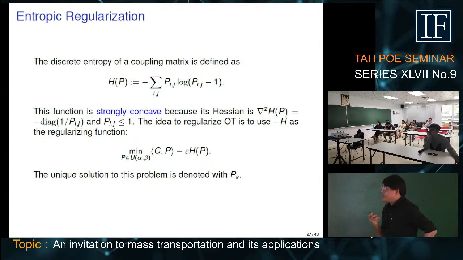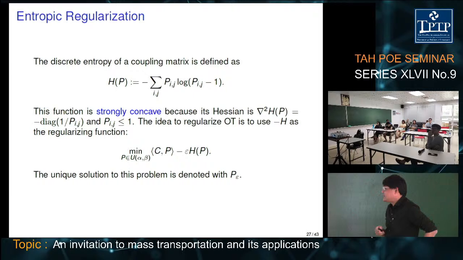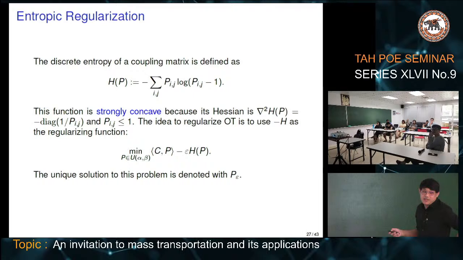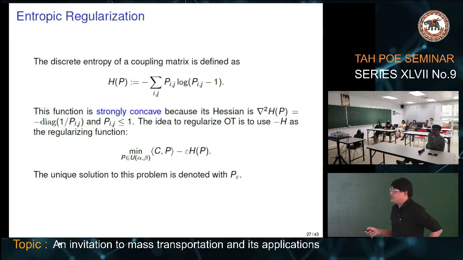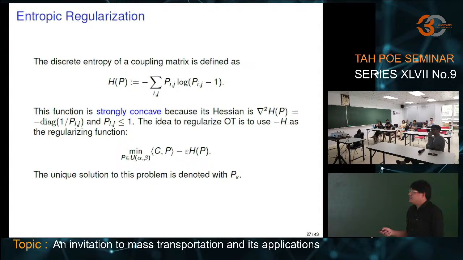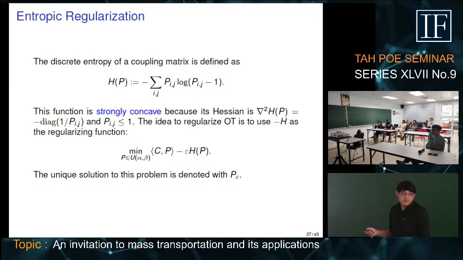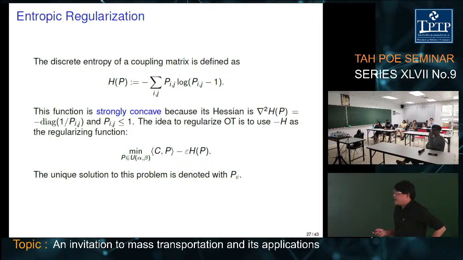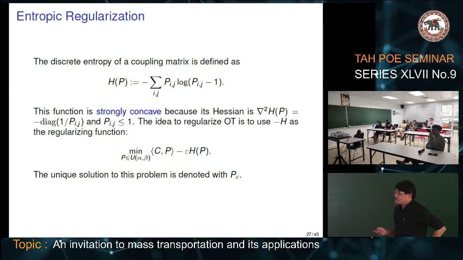By wanting to regularize the function, we use this entropic regularization technique. So given a coupling matrix P, you define the entropy of this matrix P here. I do not know why you have minus one here. Actually, it should look like something like Shannon entropy. Anyway, this entropy function is proved to be strongly concave. Strongly concave means when you take the negative of that function, it is strongly convex. And you can see that it is strongly concave because when you compute its Hessian, it is minus diagonal of 1 over P_ij, and you know that P_ij is less than 1. So you have the strong convexity from this Hessian computation.